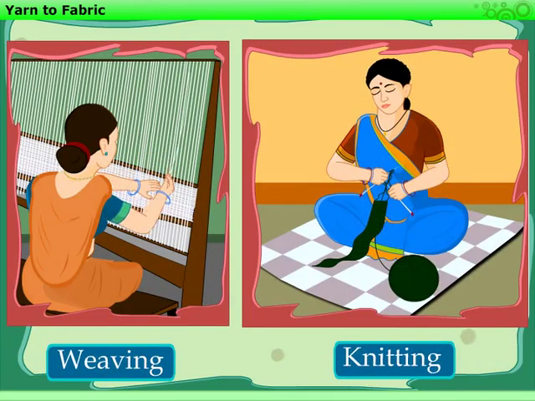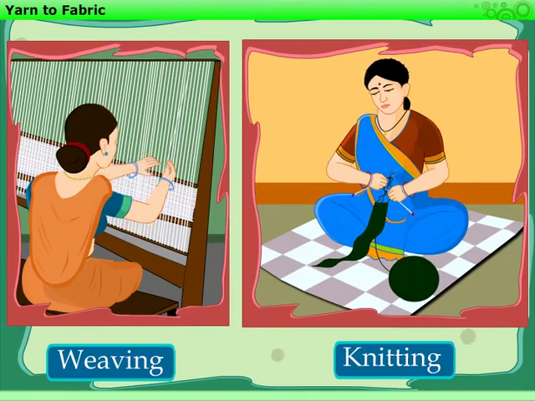Hence, we understand that weaving and knitting are used for making different kinds of fabrics. These fabrics are used for making a variety of clothing items.